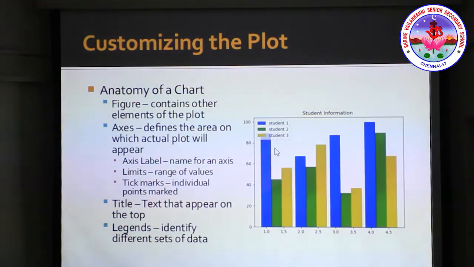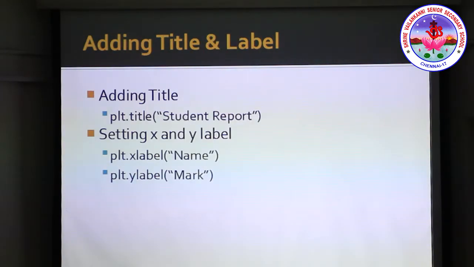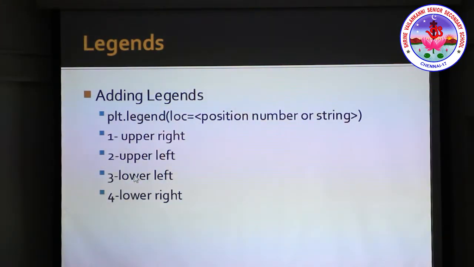Already we have learnt about how to customize the labels and then title. We will see in detail about how to save the figure also. So, adding title, we have to give plt.title, then inside the bracket we have to give the string value for the title. Then x and y label, we have to call the method xlabel and ylabel with appropriate string. Next we have legend.